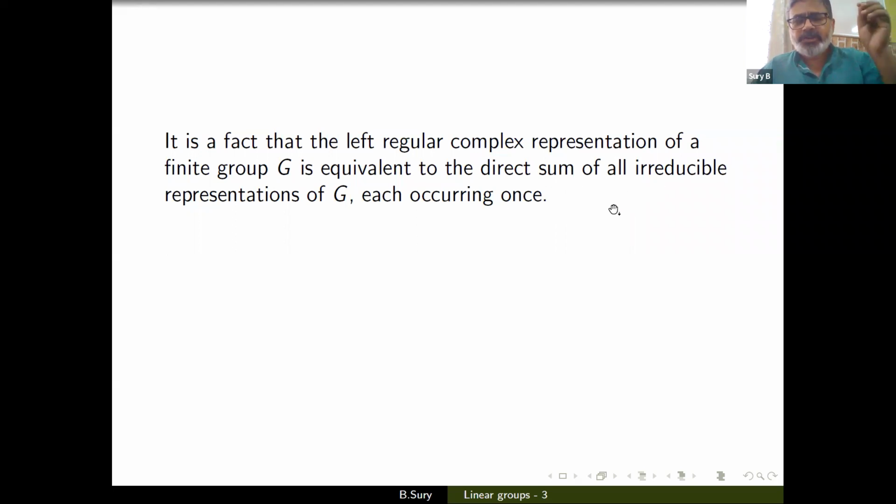So in other words, what I'm saying is the following. Suppose the irreducible representations are rho1, rho2, ..., rhos, whose dimensions are n1, n2, ..., ns. What is the dimension of the regular representation? It is the order of G, because I have taken a base vector space whose basis is in bijection with the elements of G. So G has n elements, then the left regular representation is an n-dimensional representation. So the fact that I'm stating here, with the typo, is that n is equal to n1 square plus n2 square plus ... plus ns square.